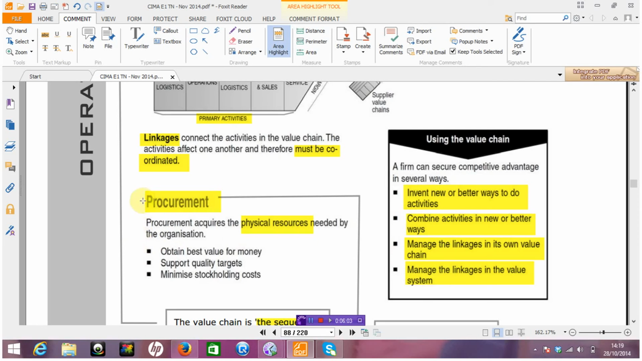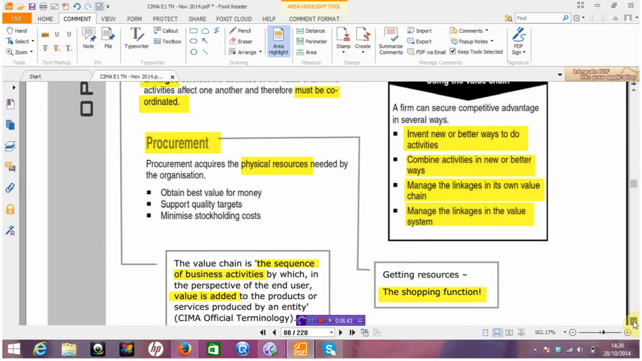Okay, they choose one area in this slide, the area of procurement. As I mentioned earlier on, it's all about physical resources. Now, that could be anything. That could be material. It could be buildings. It could be transport vehicles, etc., etc. And so really under this heading of physical resources, what are we trying to do? Well, we're certainly trying to get good value for money and keep our stock holding costs down, and indeed keep our quality up. So again, it's all a reference back to efficiency, and that's really what Porter's value chain is all about. It's really using it to be more efficient at what you do.